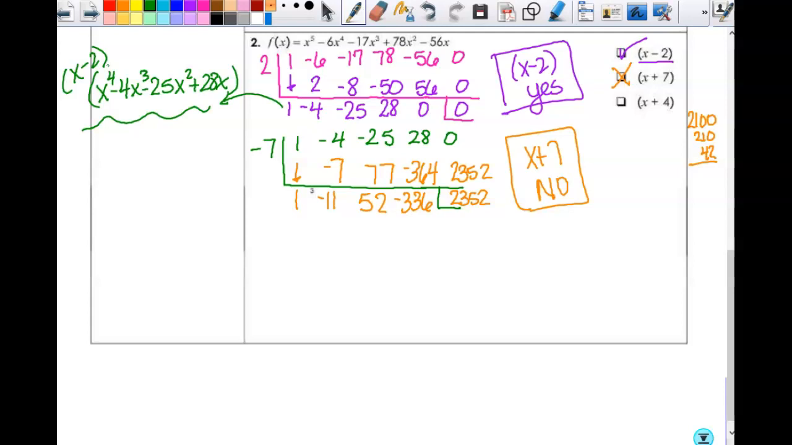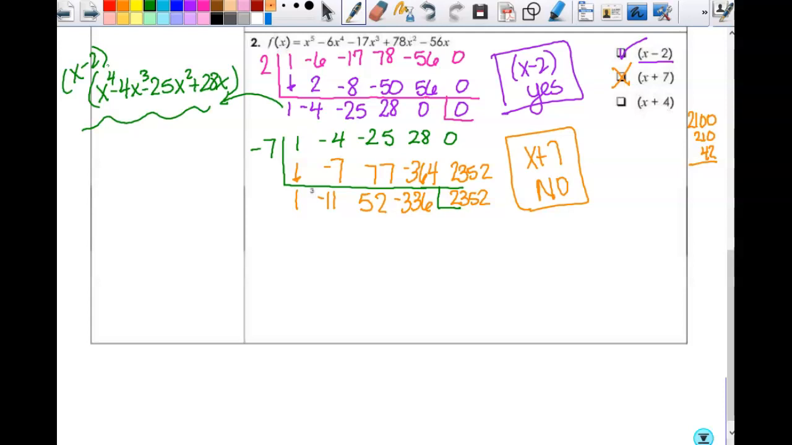Right, okay, but back up. If I substitute 5 into this, I'm going to get a different number than if I substitute 5 into this. You are 100% right about that. I'm not substituting anything in. I know this is called synthetic substitution, but I'm factoring things out.